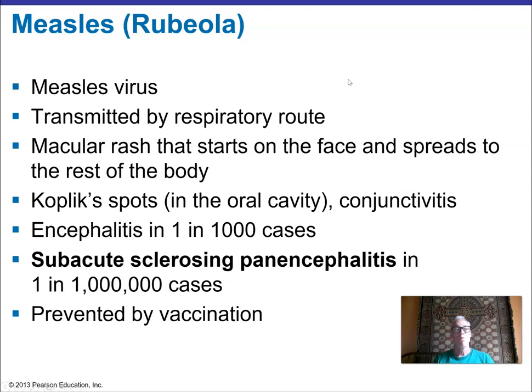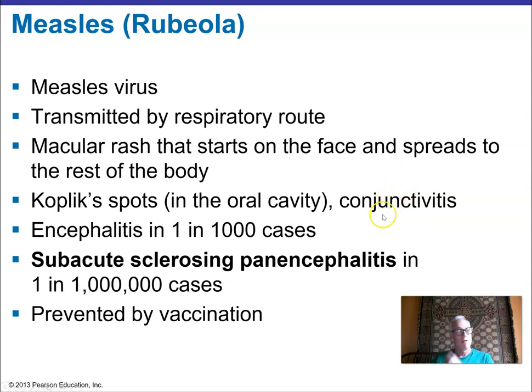Measles, rubeola, morbillivirus causes measles and is transmitted by a respiratory route. A macular rash starts on the face and spreads to the rest of the body. Remember, macular rash is just flat red spots, quite dark red spots. Koplik spots are spots in the oral cavity, so there's a mucous membrane involved as well. That's a special characteristic to identify measles compared to other viral diseases with exanthems or enanthems.